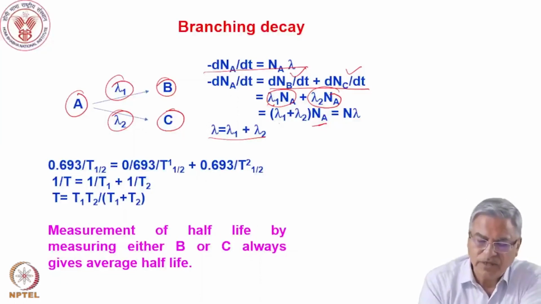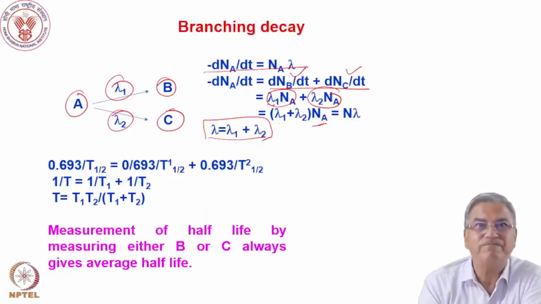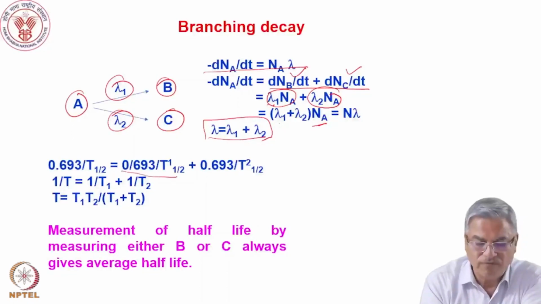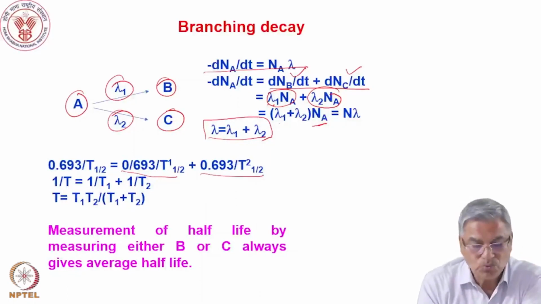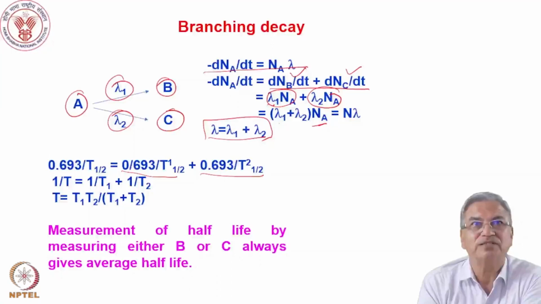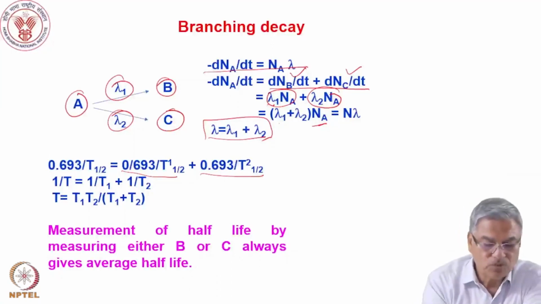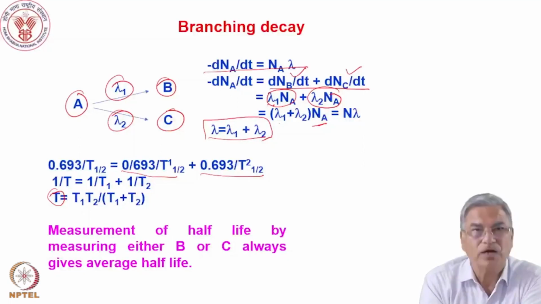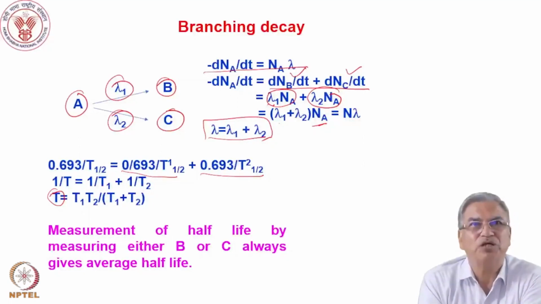So it is similar to that. This equation, lambda equals lambda 1 plus lambda 2, you can replace lambda by t half. 0.693 upon t half for the parent equals 0.693 upon t half 1 for lambda 1 and 0.693 upon t half 2 for lambda 2. So you can cancel the 0.693, that is the ln 2. So 1 by t is 1 by t1 plus 1 by t2, or t, the half-life of the parent, equals t1 t2 upon t1 plus t2. That is, t1 and t2 are called the partial half-lives for decay into B and C.